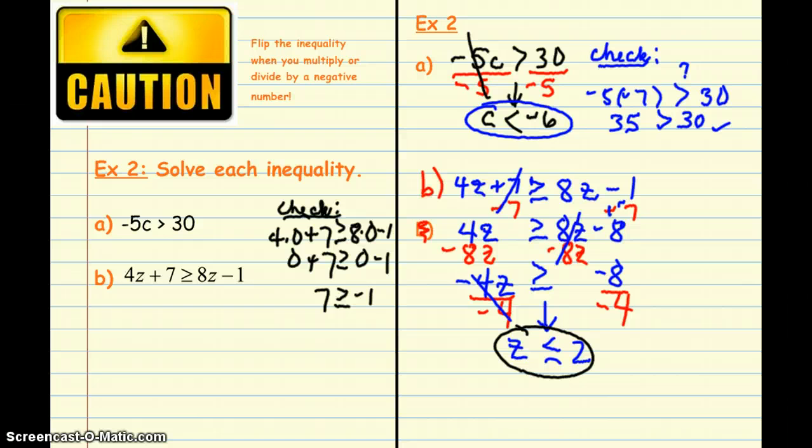There you have it, folks. Now you have a refresher as to how to use your algebra to solve inequalities.